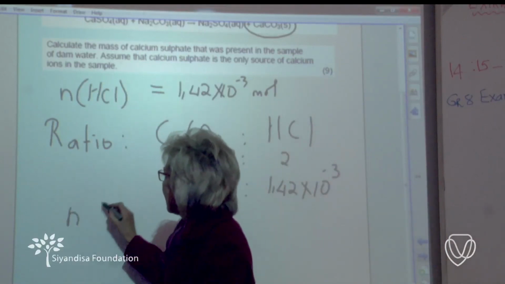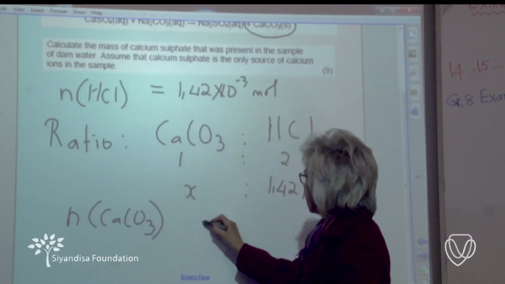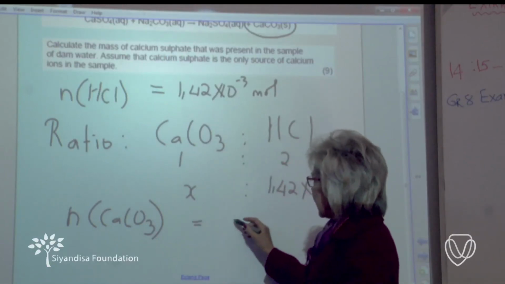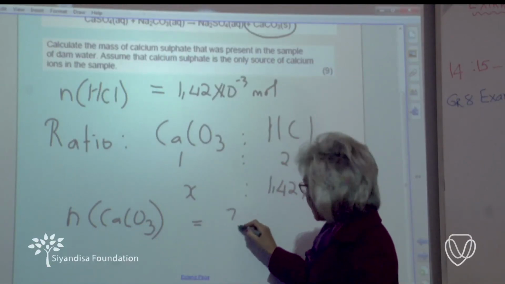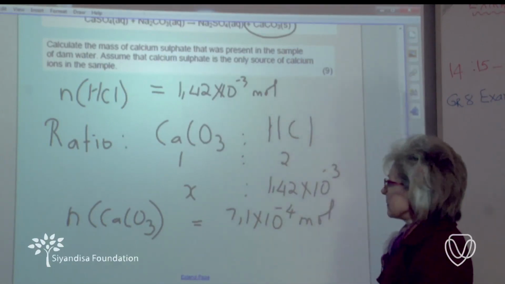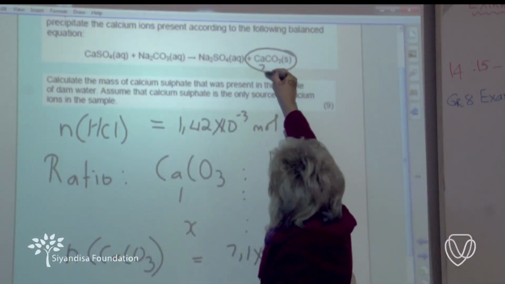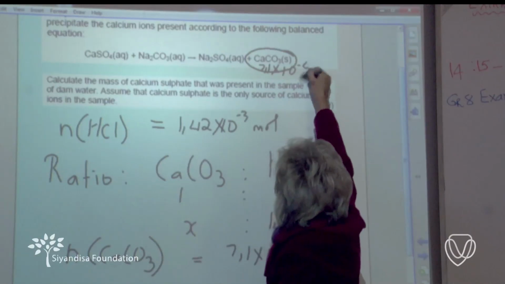So the amount of mole of calcium carbonate that has reacted with it will be half of that, which gives us 7,1 times 10 to the power of negative 4 mole. This is the amount of mole of calcium carbonate. 7,1 times 10 to the power of negative 4.